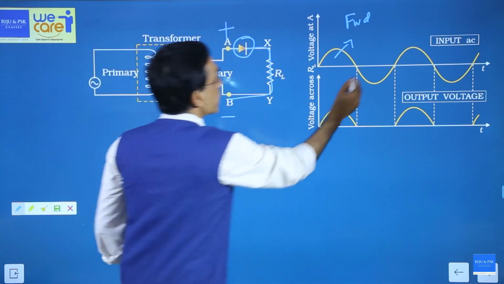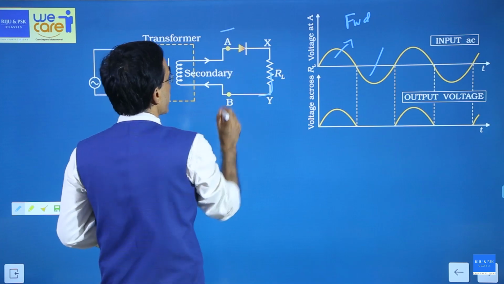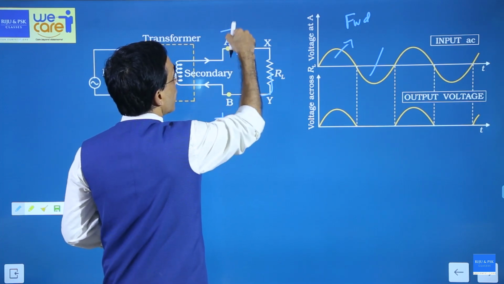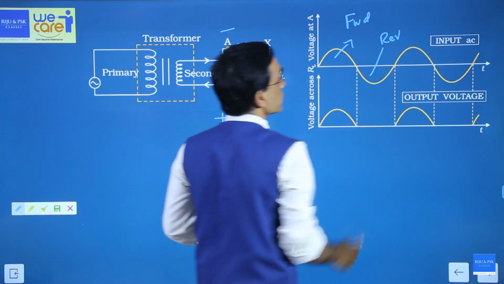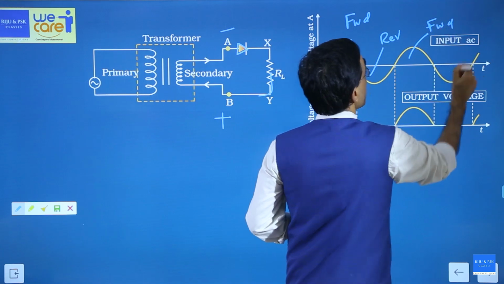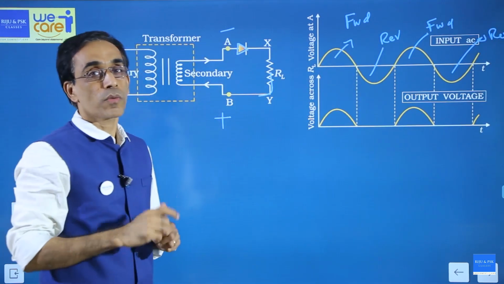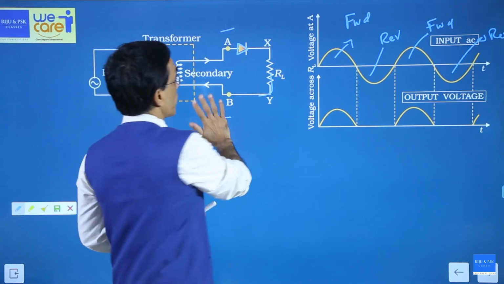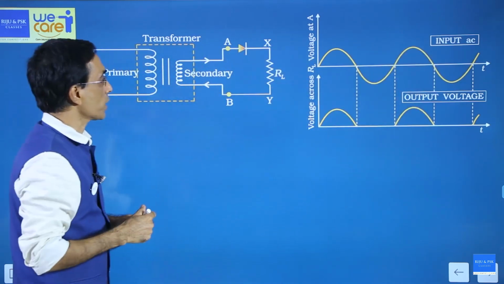Now, next half cycle. When the next half cycle comes, what happens? A becomes negative, B becomes positive. So what will happen? This is a diode with a reverse bias. So we can say this is reverse biased. Again, in this half cycle, the diode is forward. In this one, it is reverse. And the forward one will conduct, reverse one will not conduct. Right. Now I think you understood the working. Now I'll tell you the explanation.